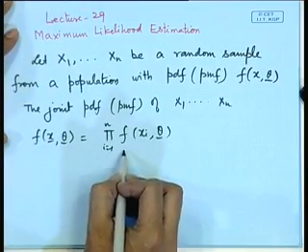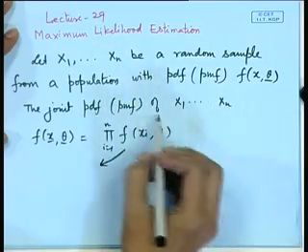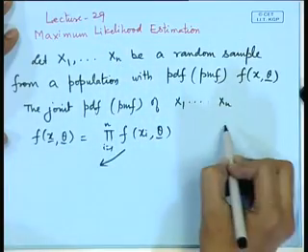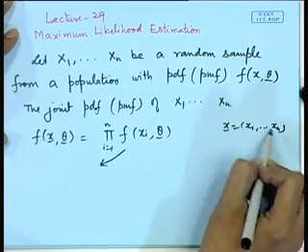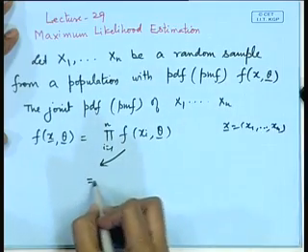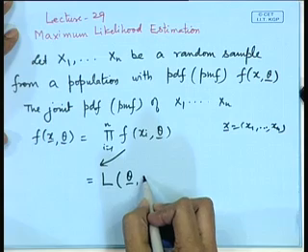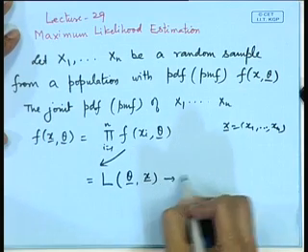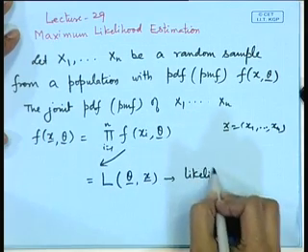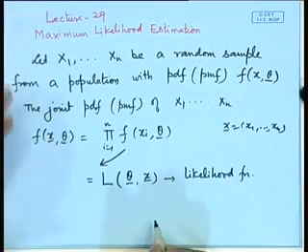Now, when X1, X2, ..., Xn is observed to be some value small x1, small x2, ..., small xn, then we call this the likelihood function of theta, and we may put x here just to denote its dependence on x also. This is called the likelihood function.